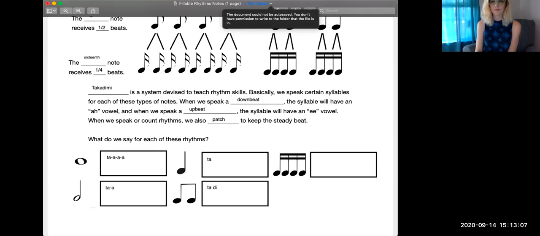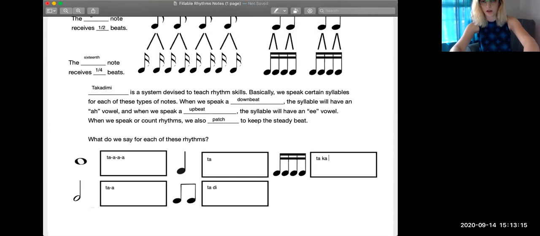Then this last one is your 16th note. So we're going to use all of the title of this system for here. We're going to use ta, ka, di, mi. So for that first 16th note, that's the ta. The second 16th note is the ka. And then the third 16th note is the di. And the fourth one is the mi.